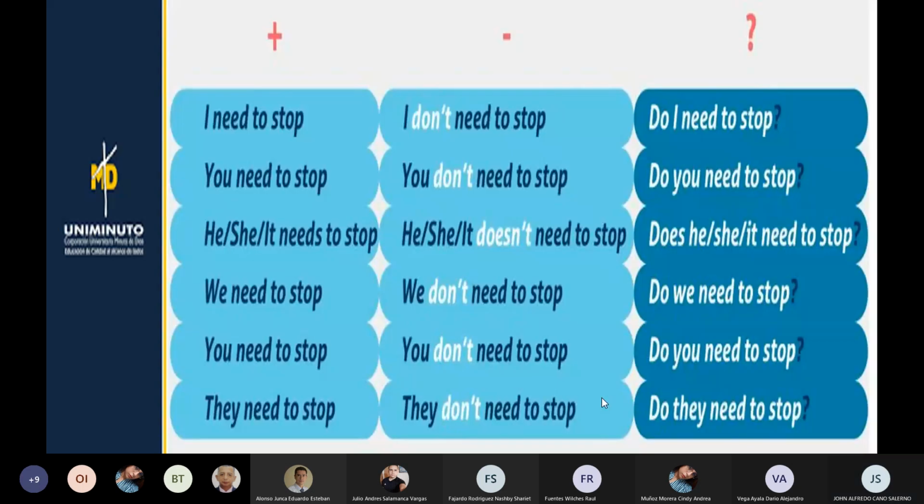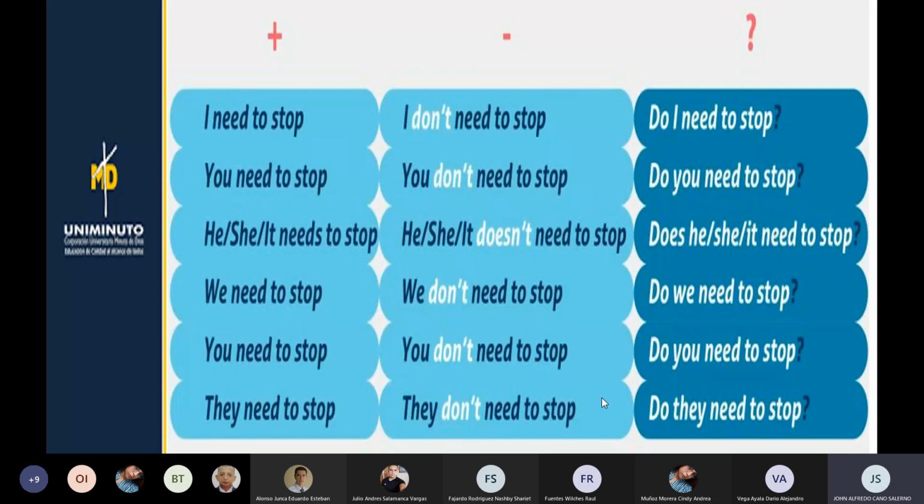Here we have positive, negative, and interrogative. Okay? Positive, negative, and interrogative. I need to stop. I don't need to stop. Do I need to stop? You need to stop. You don't need to stop. Do you need to stop? He, she, it needs to stop. He, she, it doesn't need to stop. Does he, she, it need to stop?